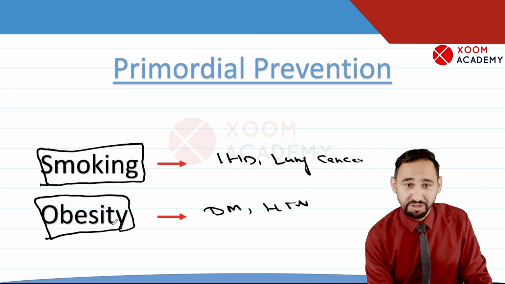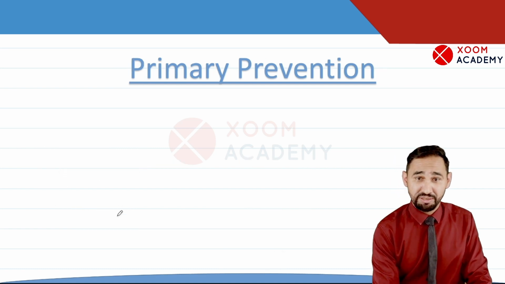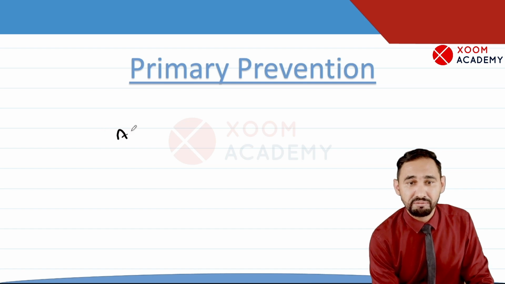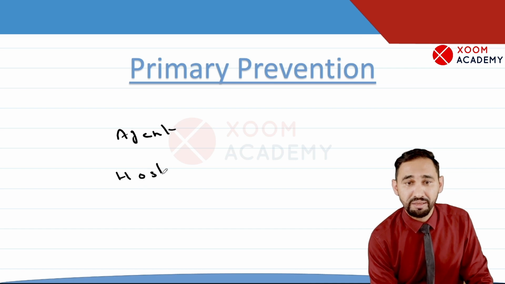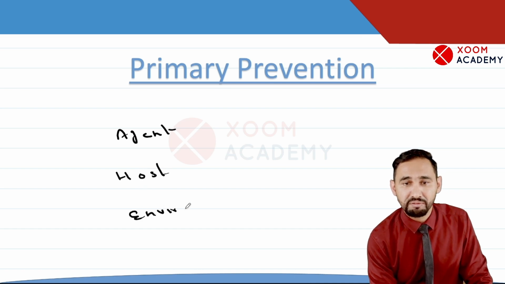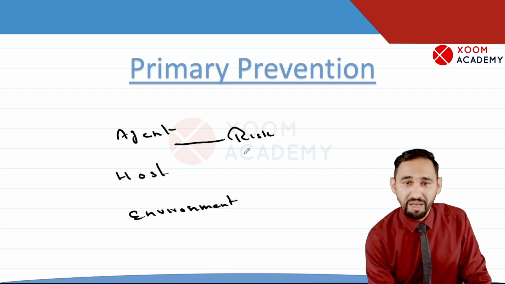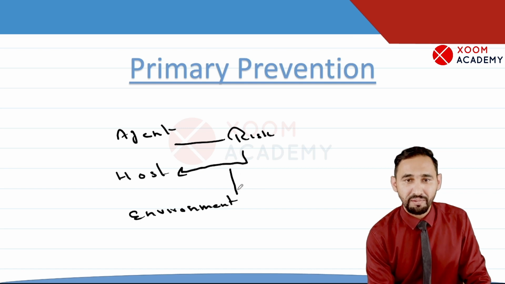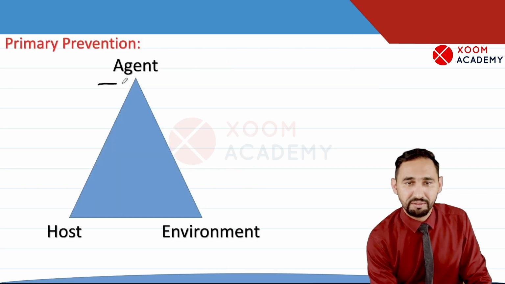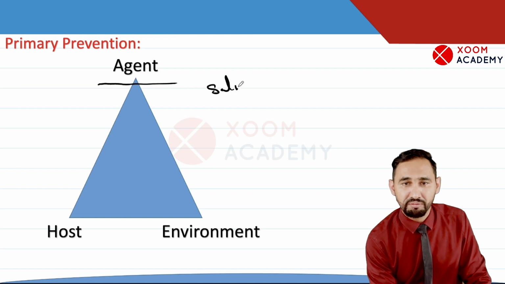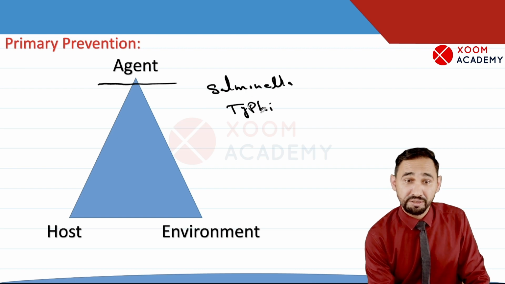This is primordial prevention. Then in primary prevention, there is agent, there is host, and there is environment. Risk factor has developed. Risk factor is present. We have to stop the interaction of this risk factor with host and environment. Like agent, Salmonella typhi causes typhoid fever. It is present.